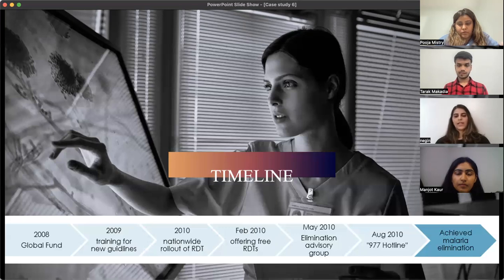The Ministry of Health established an urgent illness reporting system, called the 977 Hotline, for healthcare professionals to report notifiable diseases such as malaria, like in times of outbreaks, and enhance information sharing within the healthcare system. The result was that Swaziland became the first sub-Saharan African country to achieve malaria elimination.